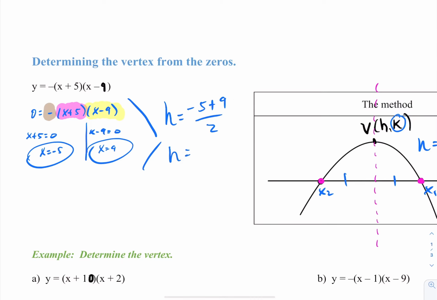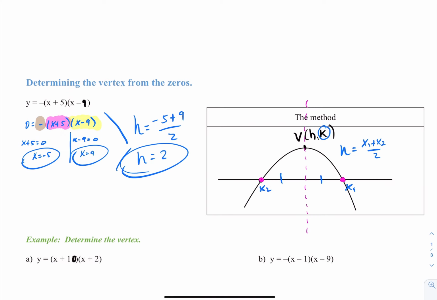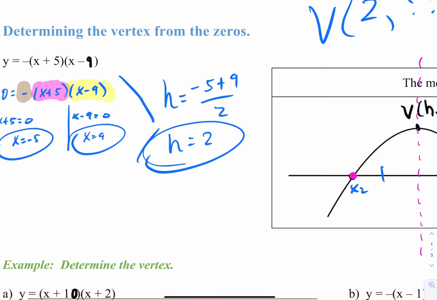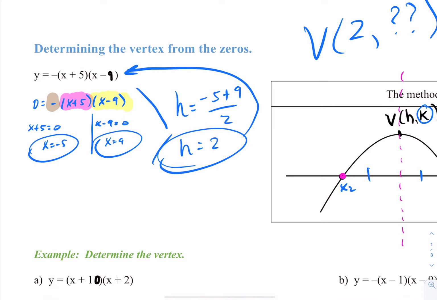Well, negative 5 plus 9 is 4, divided by 2 is 2. So I now know the h value of my vertex. I know my vertex is 2, and then I need to find the k value. Well, to find the k value, or the y-coordinate of my vertex, the only thing I have to do is sub this into your quadratic.